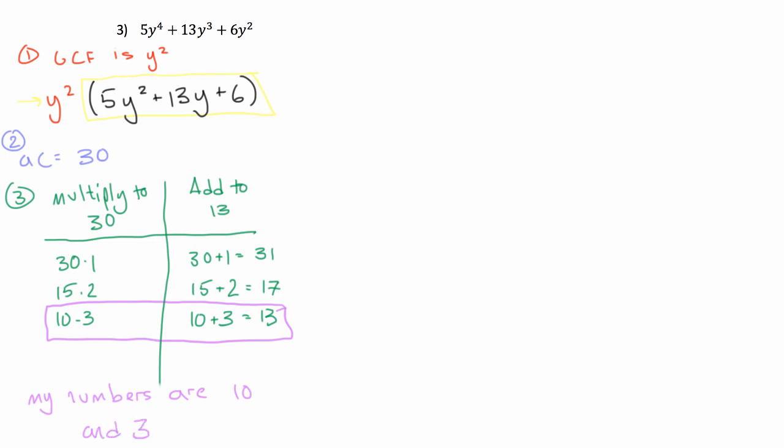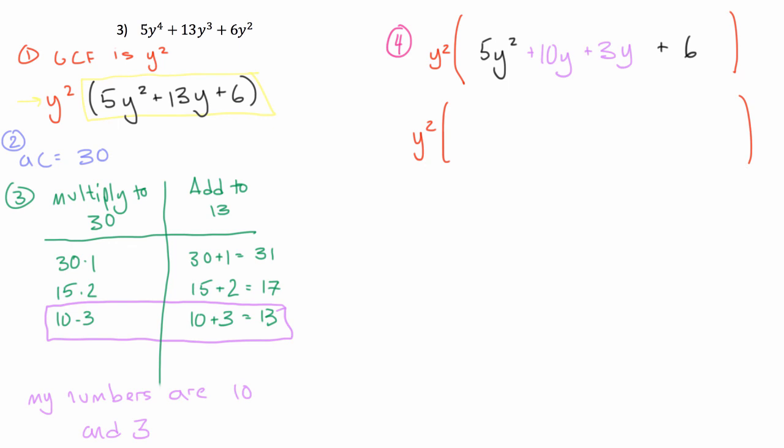And now I can go into my step 4, take my polynomial, and I still have that y squared hanging out outside, but I don't have to worry about it until the very end. So I have my 5y squared. Instead of 13, I'm going to write that as plus 10y plus 3y plus 6, because all I did was rewrite this 13y, and now I can do my factoring by grouping with this y squared still way on the outside.